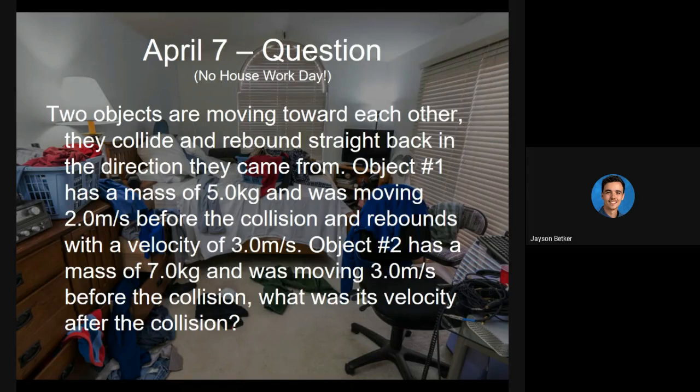Object 1 has a mass of 5 kilograms and is moving 2.0 meters per second before the collision, and then rebounds backwards with a velocity of 3 meters per second. So make sure you're drawing this out. Object 2 has a mass of 7 kilograms and was moving 3 meters per second in the opposite direction. What is its velocity? So what is the velocity of object 2 after the collision? Now is your chance to pause.